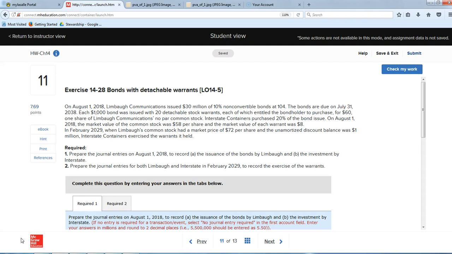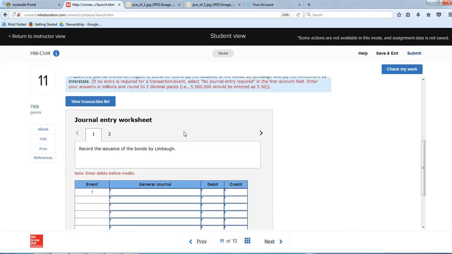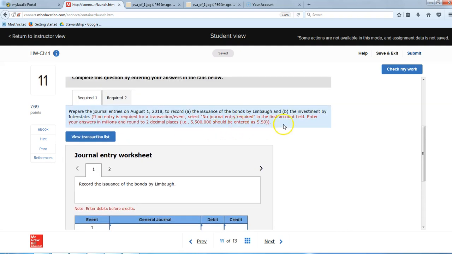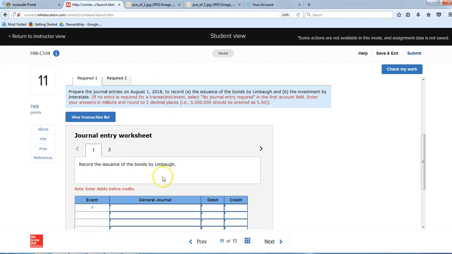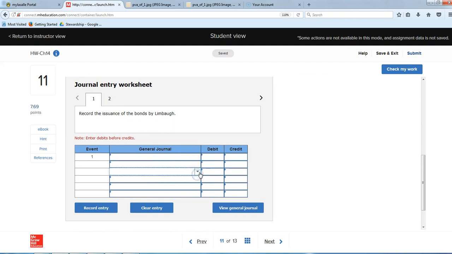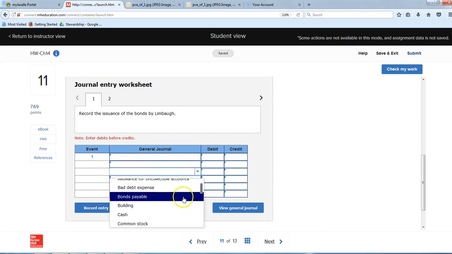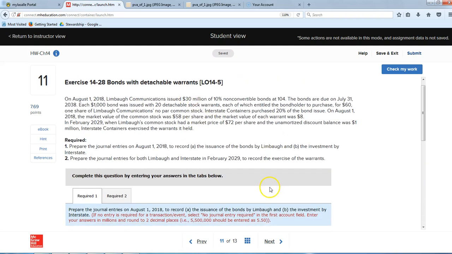Requirement number 1. Prepare the journal entries on August 1st, 2018 to record A. Issuance of bonds by Limbo, and B. The investment by Interstate. Let's start from Limbo. On August 1, when they issued the bonds, the face value of the bonds is $30 million. By the way, the number to be entered should be based on millions and 2 decimal places. So bonds payable for Limbo is $30 million.